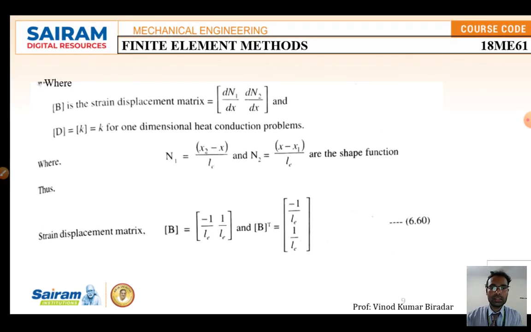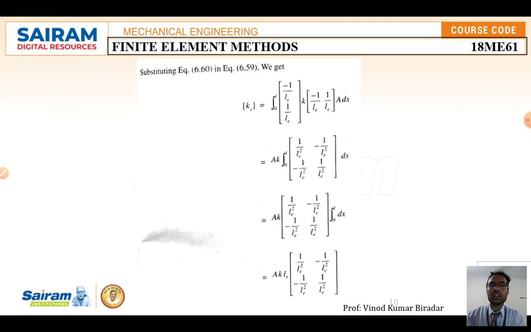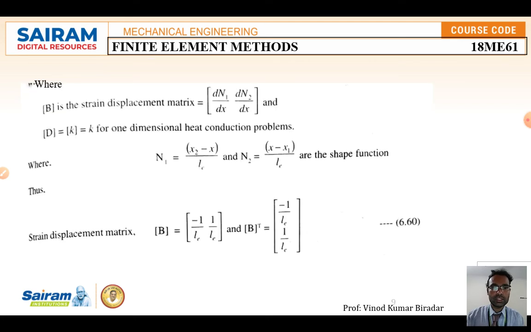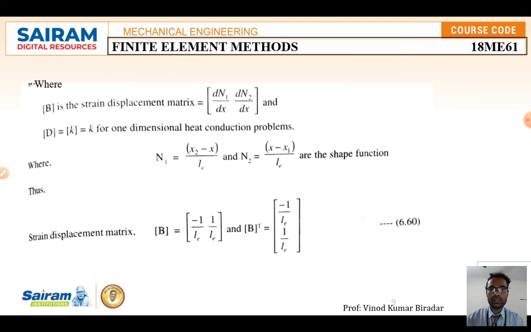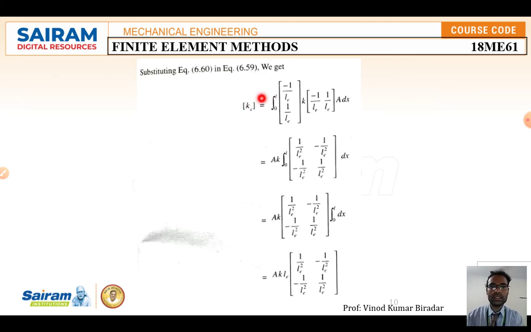Consider equation 6.60 and substitute it in equation 6.59. Wherever the shape function value appears, substitute it in this equation, so you get Kc equal to the integration from 0 to L of B transpose, with minus 1 by Le and 1 by Le, and k as it is. Here A and K are constant terms, where K is the thermal conductivity and A stands for the area.